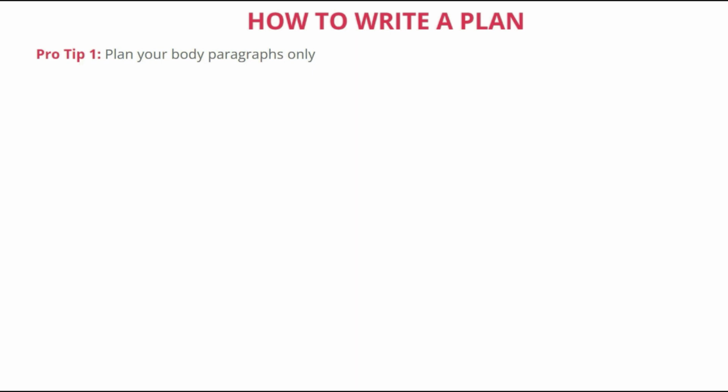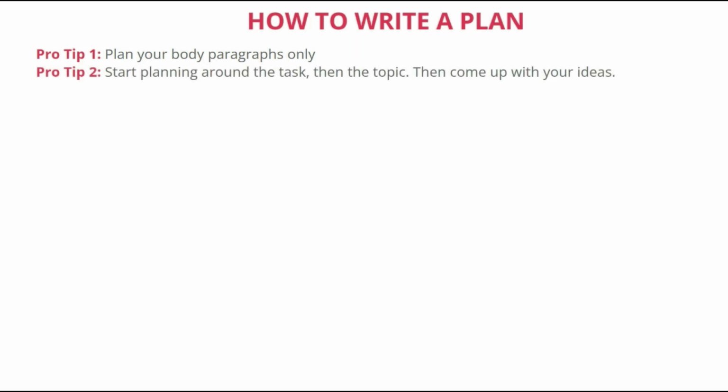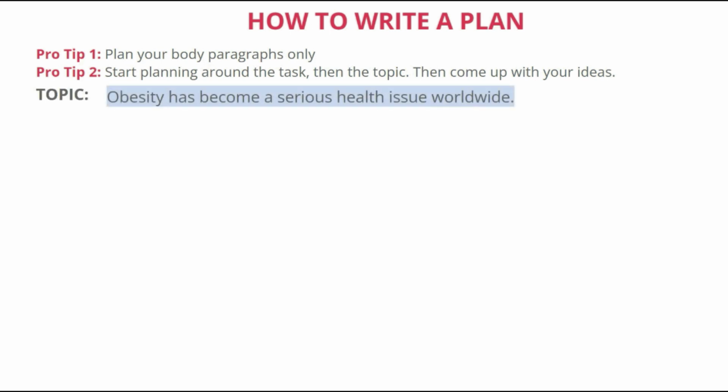Next, tip number 2. Start planning around the task, then the topic, then come up with your ideas. Let's have a look at our prompt and I'll explain what I mean by this. So, our topic is: obesity has become a serious health issue worldwide. Our task is discuss ways to solve the problem. Here is how I'd plan this essay.